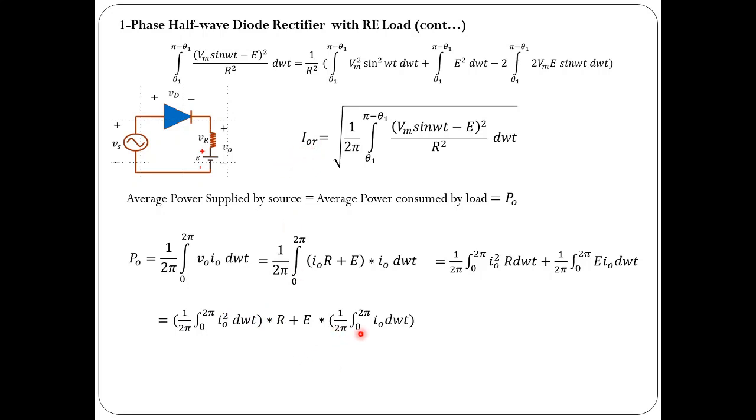And what is this? This is I0, the average value of the output current. So substitute that. Power absorbed by the load is equal to power absorbed by the resistor, which is the RMS value of the current squared into R, plus power absorbed by the battery, which is equal to E into I0. That is, battery voltage into the average value of current drawn by the battery.